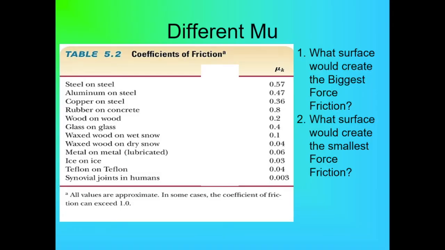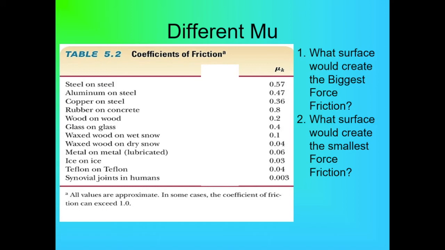Let's take a look at some of those mu values that we were talking about. So again, mu just meaning the coefficient of friction. And if we look at our chart over here to the left, we're going to notice that we have quite a few on here. We have steel on steel, aluminum on steel, copper on steel, rubber on concrete, wood on wood, glass on glass, waxed wood on wet snow, waxed wood on dry snow, so on and so forth. So some of these surfaces are a little odd, but some of these other surfaces might actually look familiar to you.